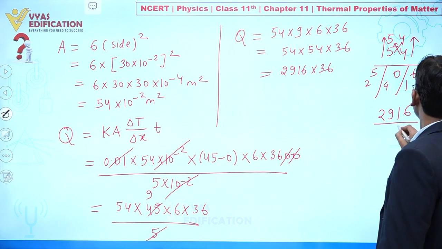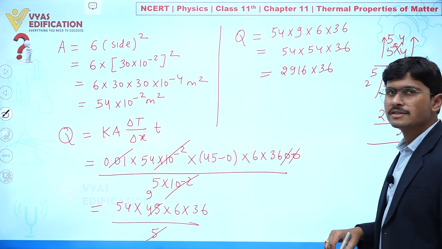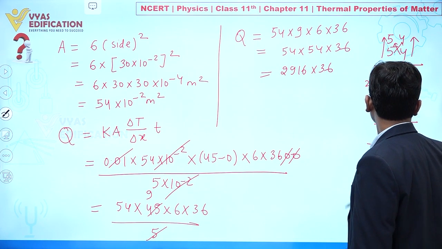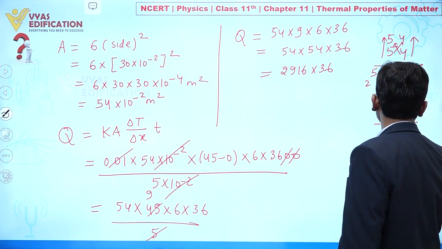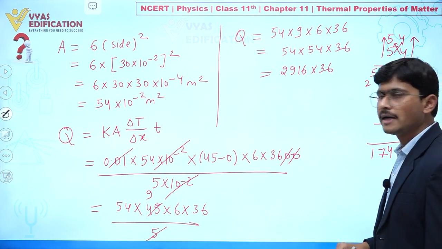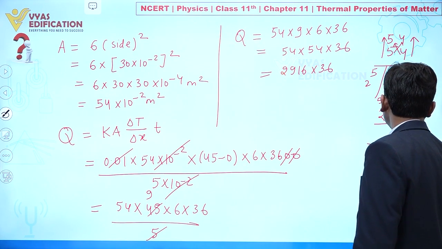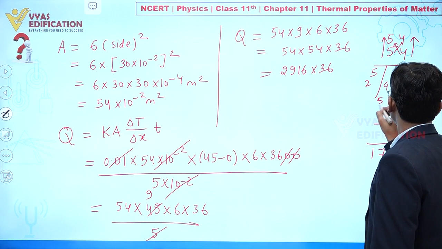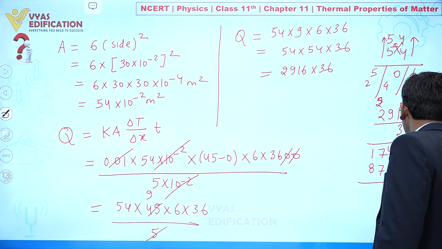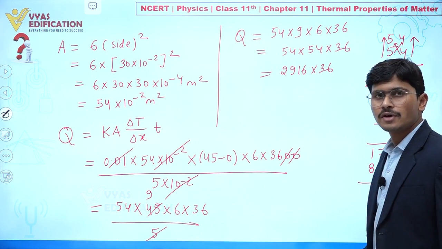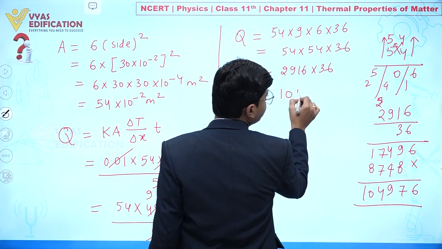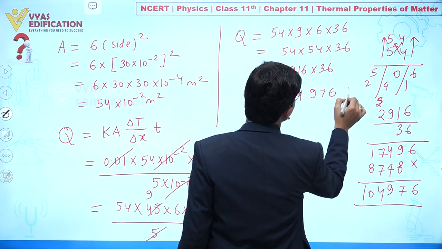Now we will multiply it with 36. So we multiply step by step: 6 times 6 is 36, 9 times 6 is 54, and so on, carrying over the digits. Finally, the total value we are getting is 104,976, and this value is in terms of joule.